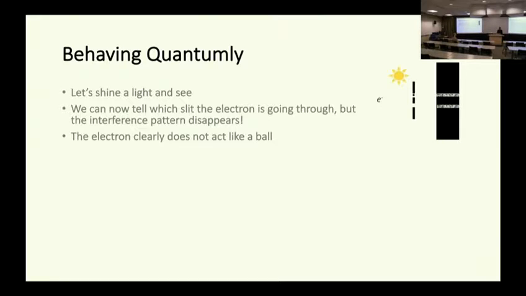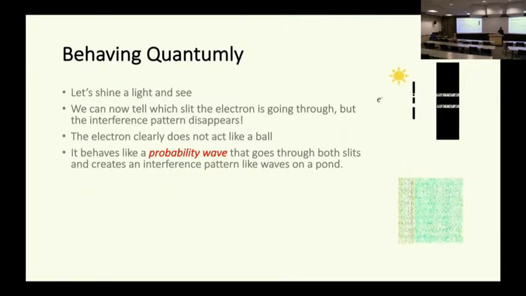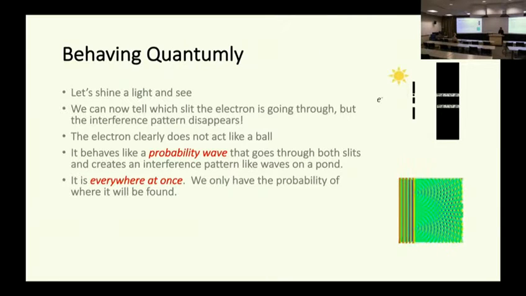Of course, the interference pattern proves that already, and then this gets even weirder. So what the electron's actually doing is it's behaving like a probability wave. And that allows it to go through both slits and actually creates an interference pattern, just like waves on a pond. So basically, the electron is everywhere at once. And where you see the fringes of the interference pattern, basically, all we know is the probability where it might be found.